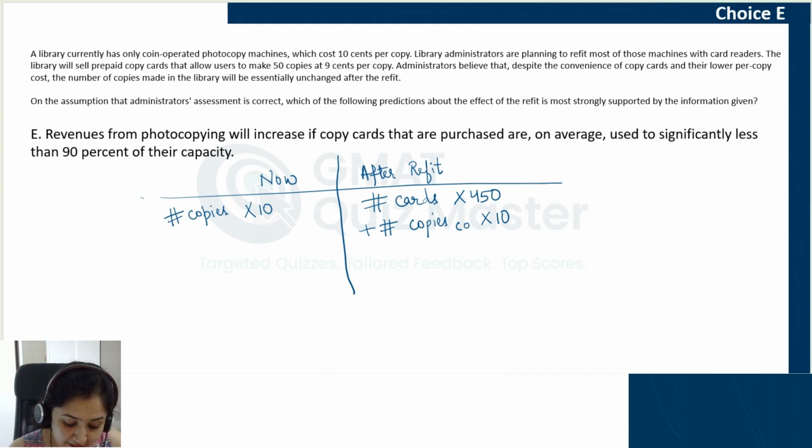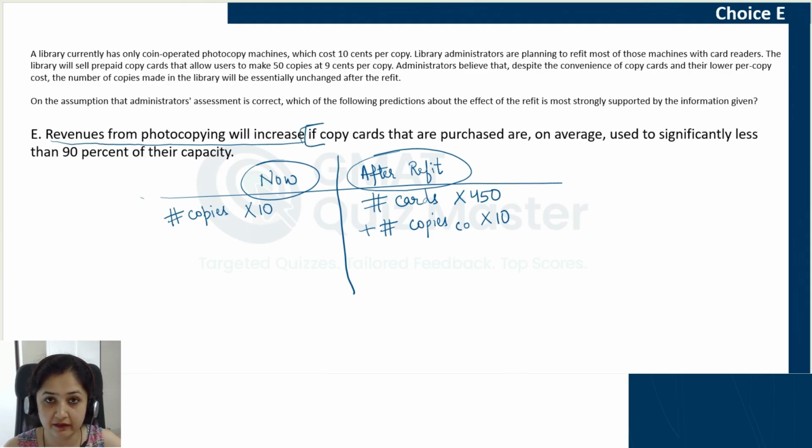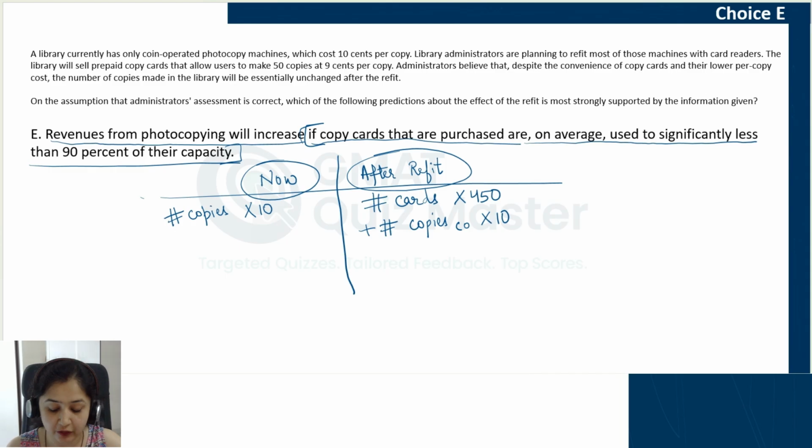Revenues from photocopying will increase. So again, we are comparing the revenue now and the revenue after refit, it will increase. This is the condition that is given, in which case the revenue will increase, and we have to validate this condition. If copy cards that are purchased are on average used to significantly less than 90% of their capacity. Now, this is a very complex thing to understand for a lot of us, even for me. So, let me just think about it, what it is saying. It is saying that revenues from photocopying will increase.